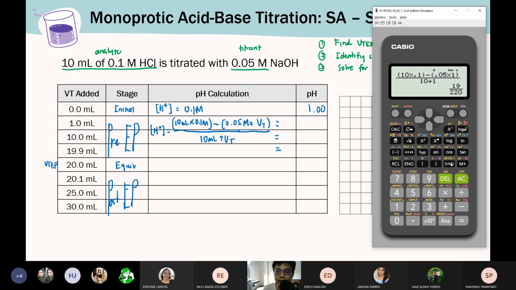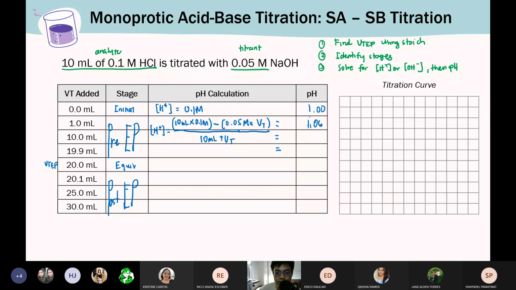Okay, for 1 ml, this is the concentration, 0.86. Okay, and the pH is just the negative log of that. The negative log of that. Okay, so we got 1.06 for 1 ml. Nakuha din ba yan? Okay, and good. So that's 1.06.